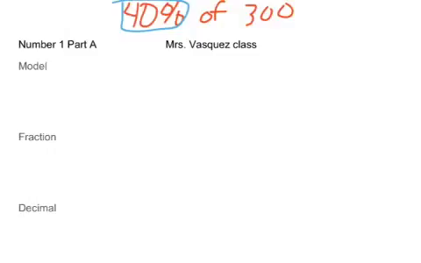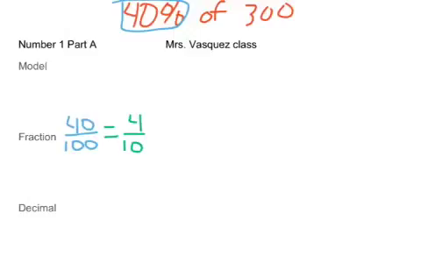Let's start with the fraction. 40% means 40 out of 100. So we could start with the fraction of 40 out of 100. However, we would want to simplify that. Both these numbers are divisible by 10. So if you divide 40 by 10, we would get 4, and 100 by 10, we would get 10. So we have 4/10.